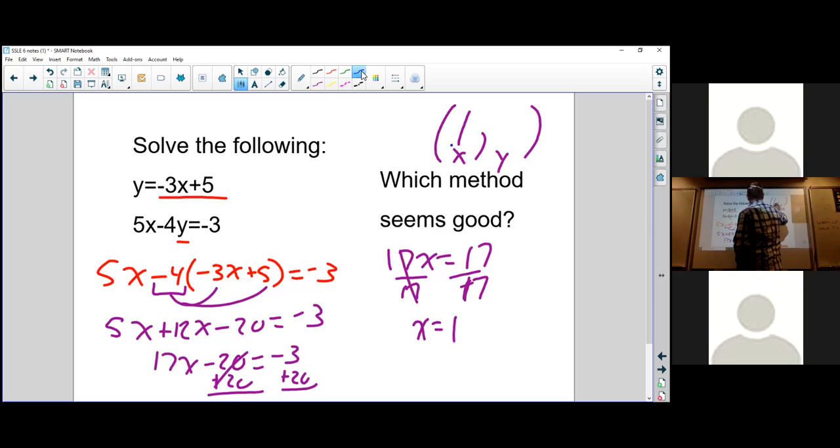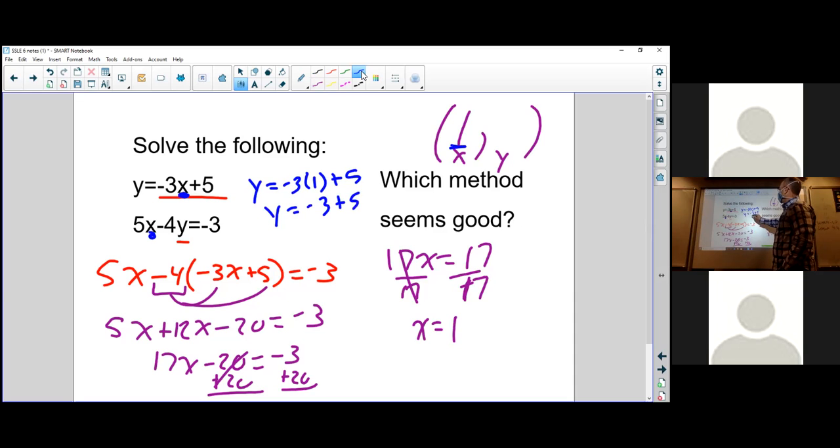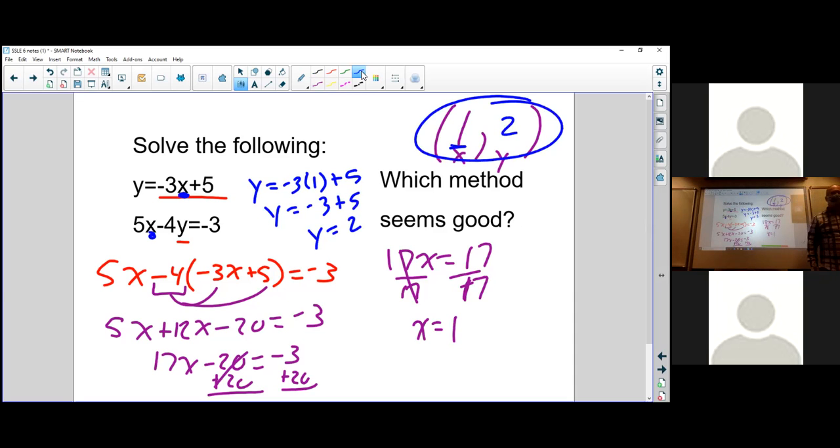So I'm going to take this 1, it's an x value. I'm going to plug it in either right here or right here. Which one would look simpler? Both get the same answer, but which one's more simple? Top, yep. I get y equals -3 times 1 plus 5. This is where x had been. Done.